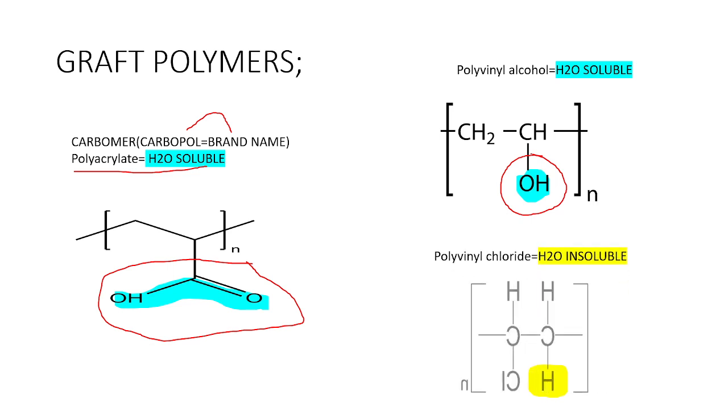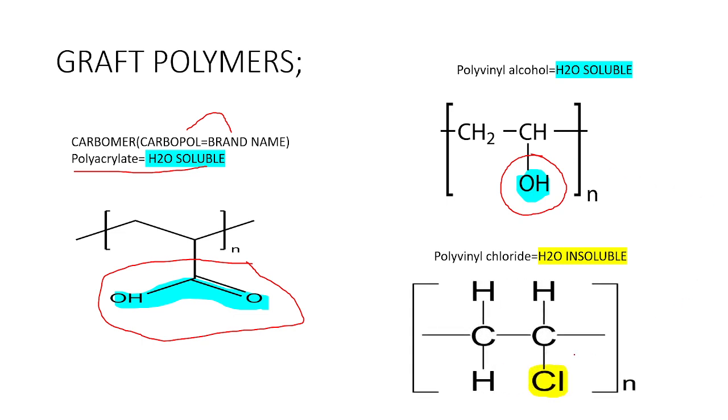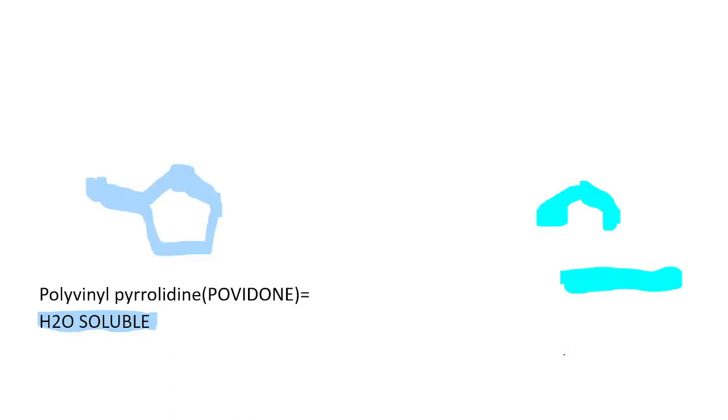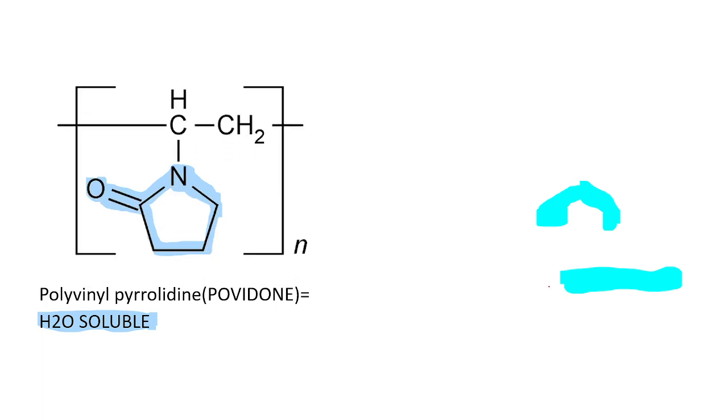Next, polyvinyl chloride, that is water insoluble in nature. The chloride group is there, that is completely insoluble in water, hence it is a water insoluble polymer. Next one is polyvinyl pyrrolidone. This polyvinyl pyrrolidone we can also call by its brand name, that is povidone. This is water soluble. How is it water soluble? Due to the presence of ketone group and amine. To the pyrrole group there is a ketone group, hence this polyvinyl pyrrolidone or povidone will act as a water soluble graft type polymer.